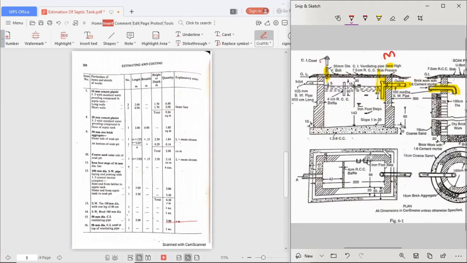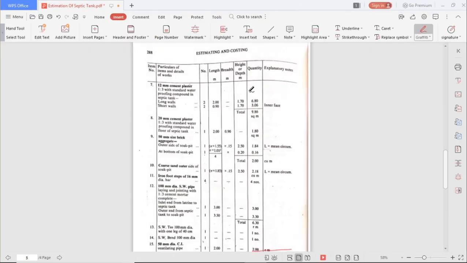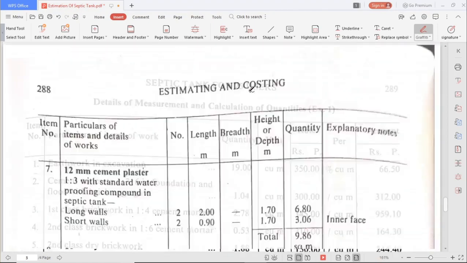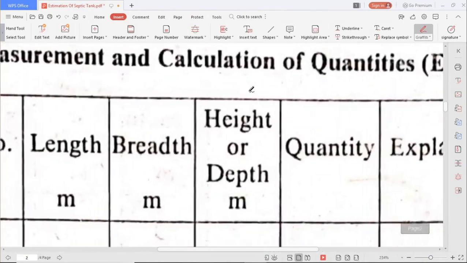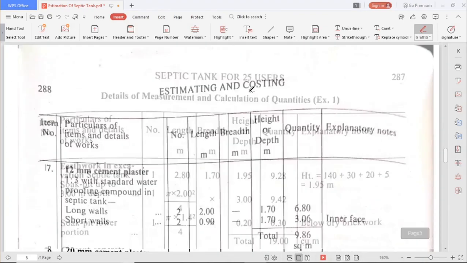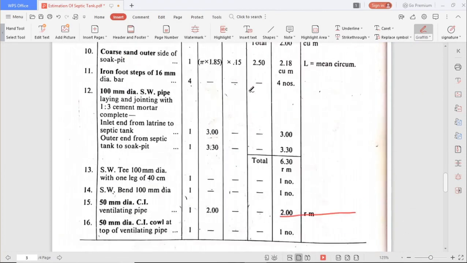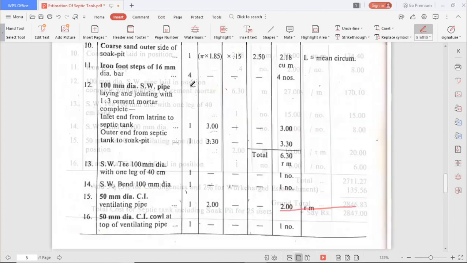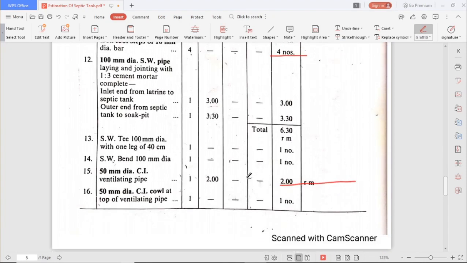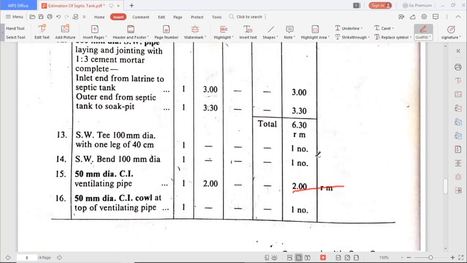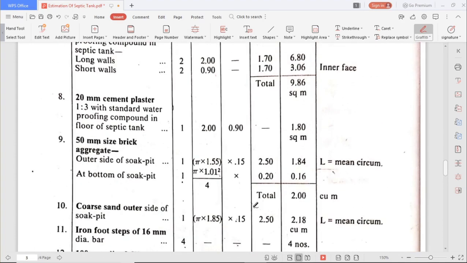So we found the items for the septic tank which are to be calculated. In the measurement form we calculated how much quantity is needed, and if it is a piece, then how many pieces are needed, for the iron footsteps. Okay, iron footsteps, how many pieces, and then for the pipe we have calculated in running meter. Then measurement is over. Then with these total quantities of the measurement we have to find the cost.